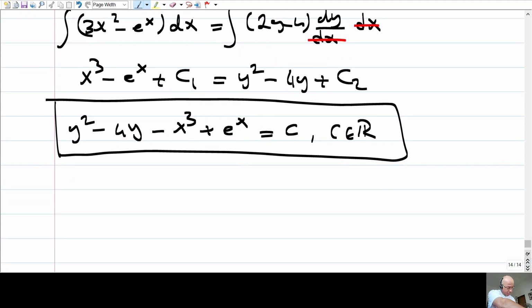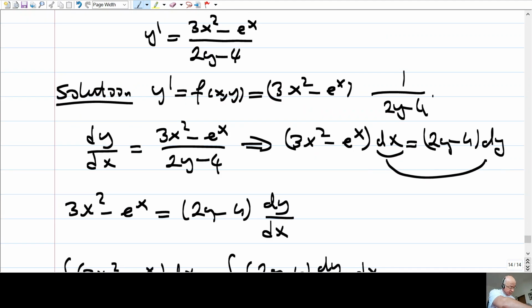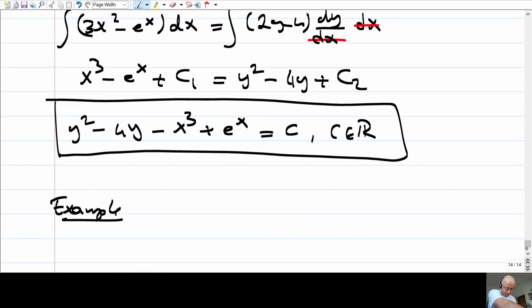Okay. Another example. This is problem 17 at page 48. Okay, page 48. This is problem 23. Again, okay, 23 at page 49.